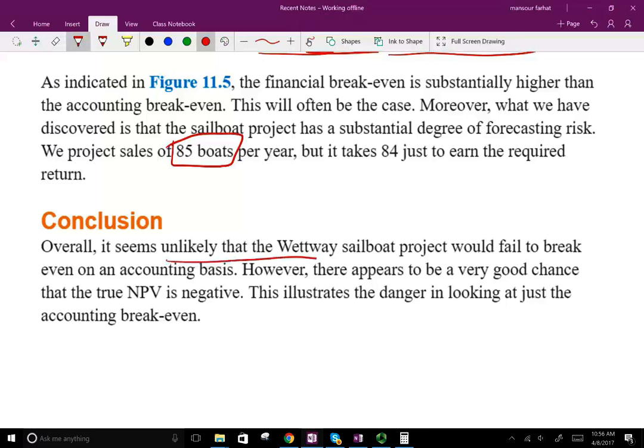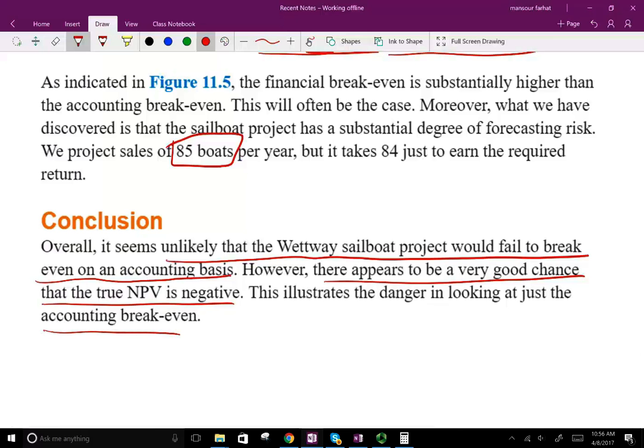Overall, it seems unlikely that the sailboat project would fail to break even on an accounting basis. However, there appears to be a good chance that the NPV is negative, to illustrate the danger in looking just at accounting break-even. So accounting break-even is not really relevant. What we want to know is operating cash flow, because accounting break-even looked good, because it said you just need to sell 60 boats and you can break even. But it's not a good idea, because when we look at the operating cash flow from a cash flow perspective, we're right there at the projection level to break even. So that's not good. If we're thinking we can sell 85 and we can only break even on a financial basis, then that's not a good idea.